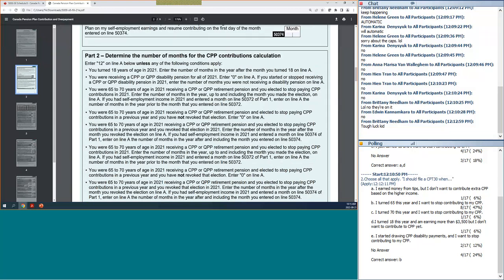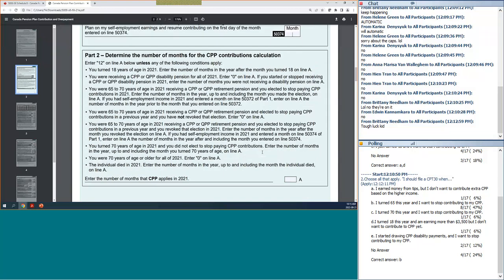Okay. Part 2 is where we determine the number of months for CPP contributions calculations. We're going to come back to proration in a minute, so just remember that it exists. However, you should always have a number in box A. The number in box A will be 12 months or less than 12 months. Make sure you have a number in box A.